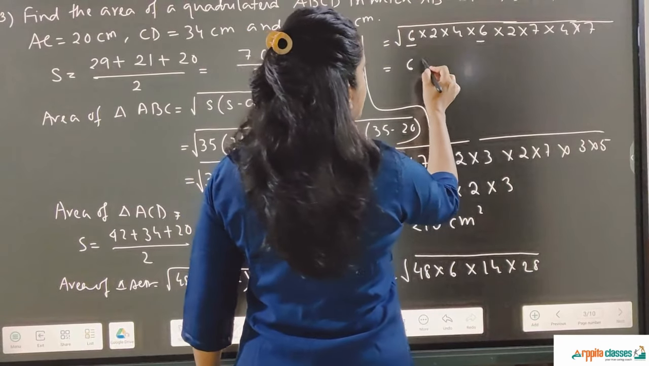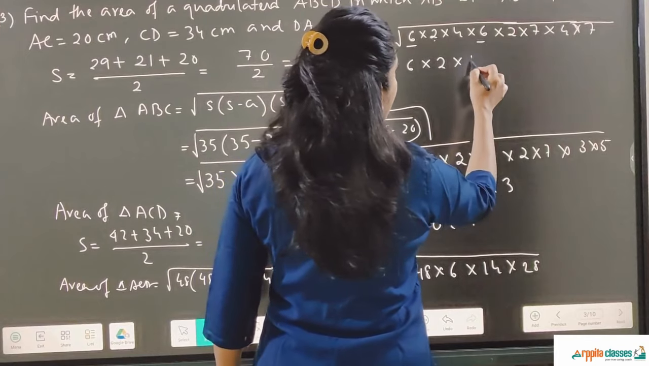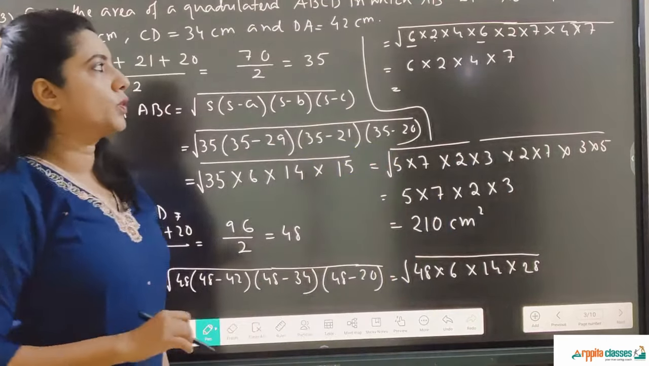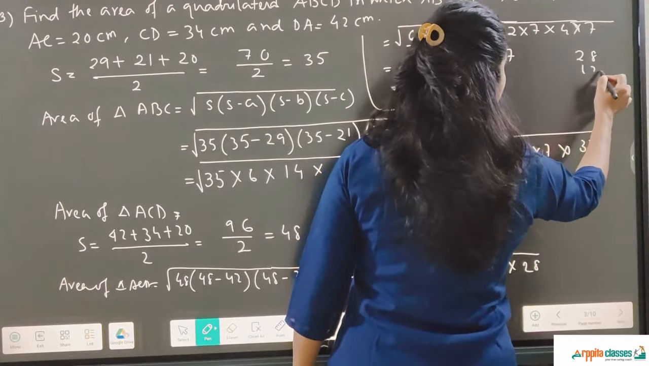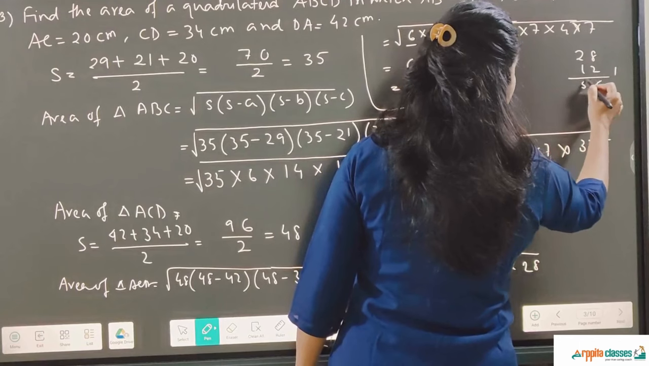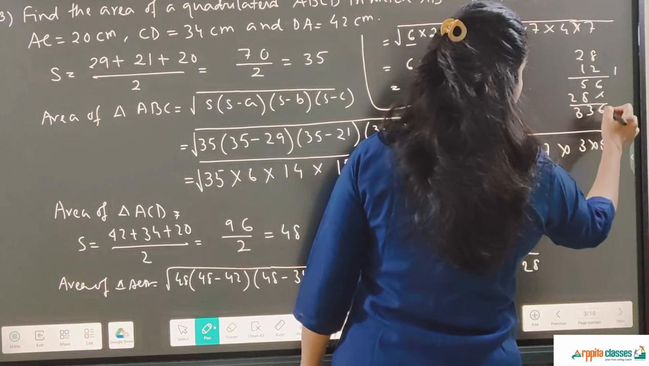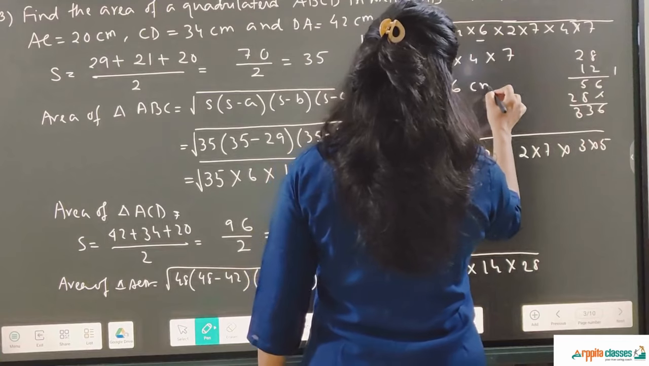6 into 6 is 6. 2 into 2, there will be 2. There are 2 fours, so 1 four will come out, and of the 2 sevens, 1 seven will come out. So 6 into 2 is 12, into 28. It is 28 into 12. So this is coming 336 centimeter square.